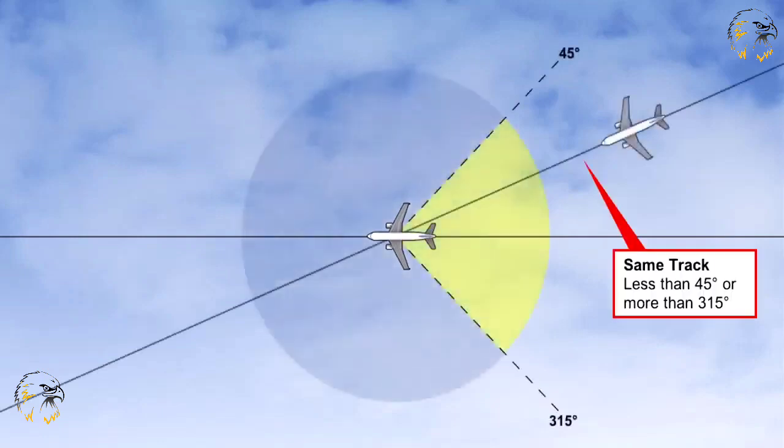Same track. The same track case applies when the tracks of two aircraft that require separation converge or diverge by an angular difference less than 45 degrees, or more than 315 degrees, and whose protection areas overlap.